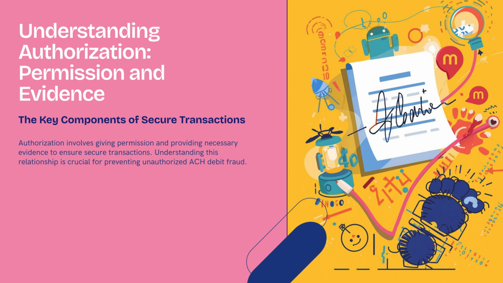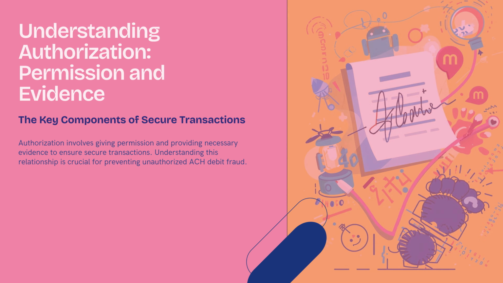Authorization is not just permission. It's permission plus evidence. For web debits, that evidence must show how the customer authenticated, what they agreed to, and when the consent occurred. If you can't show that digitally, you can't defend the debit.